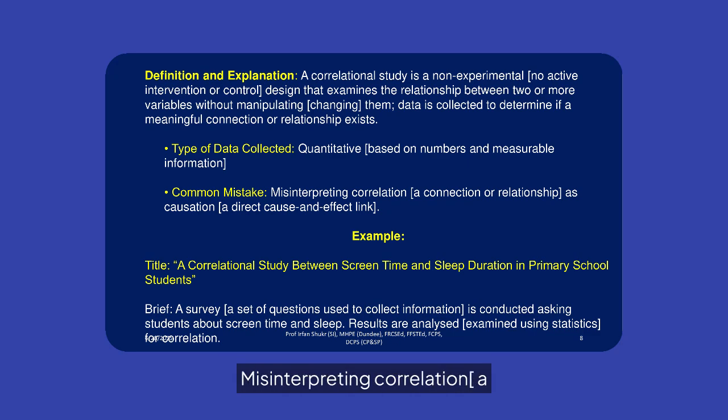Common mistake: misinterpreting correlation, a connection or relationship, as causation, a direct cause and effect link. Example: title, a correlational study between screen time and sleep duration in primary school students. Brief: a survey, a set of questions used to collect information, is conducted asking students about screen time and sleep. Results are analyzed, examined using statistics for correlation.